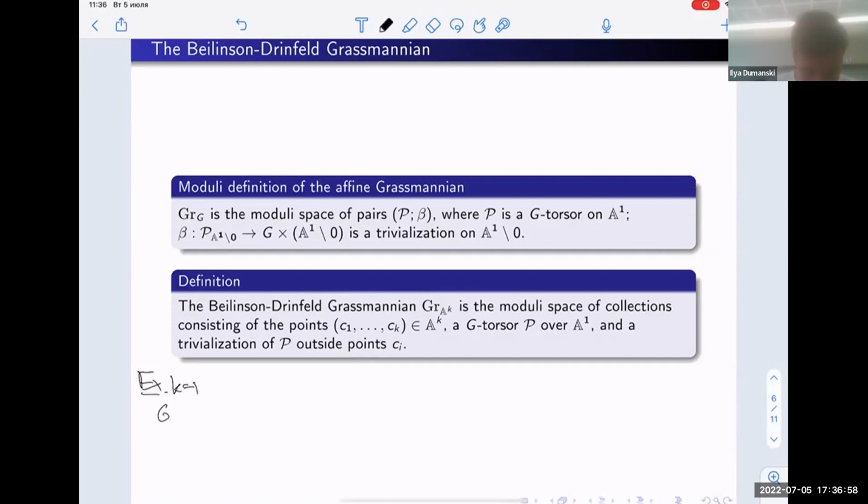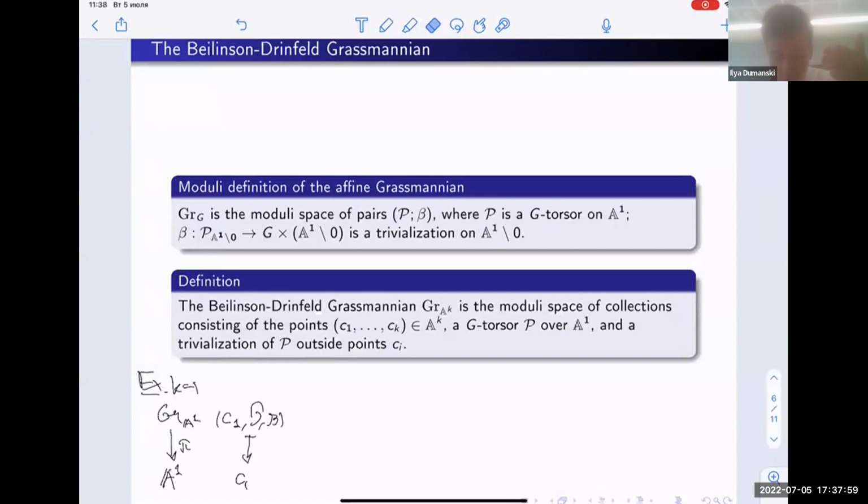Then we have the map of the Beilinson-Drinfeld Grassmannian to A1, which just forgets all the data except for the point. In this case, the Beilinson-Drinfeld Grassmannian is a moduli space of a single point on A1, a G torsor, and the trivialization away from this chosen point. This map just maps C1, rho, beta to C1. What is the fiber of any point of this map pi? That will be a moduli space of a torsor rho and a trivialization away from the point C1, if we consider the fiber of the point C1. But that is just the usual affine Grassmannian due to this definition.